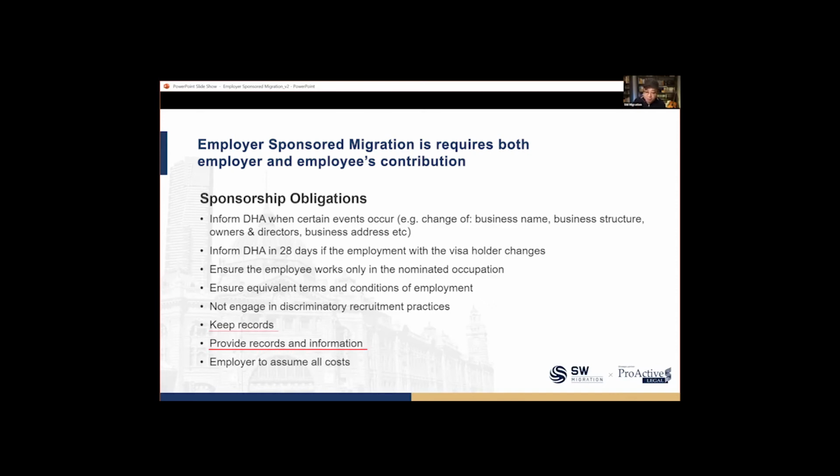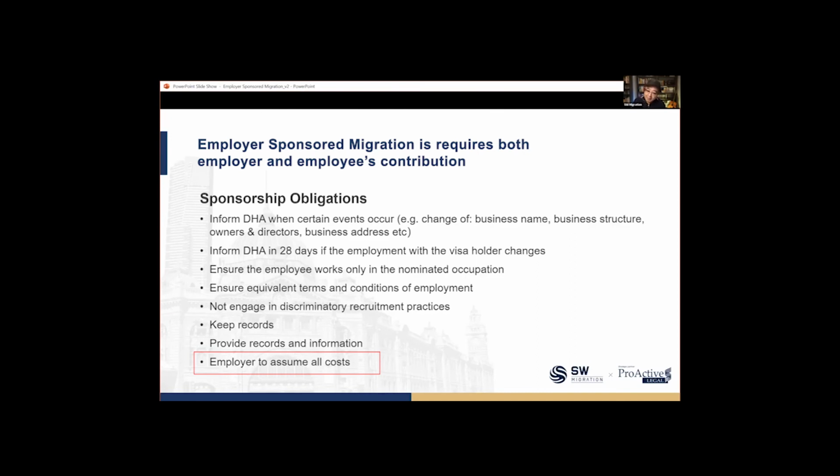Keep records, provide information. And there's one more to pay attention to, which is the employer to assume all costs. I think you guys know how this world works, but in the ideal world, in the legal world, the employer must pay all the fees: sponsorship fee, nomination fee, SAF, Skilling Australians Levy, visa application, agent fees. That's all supposed to be paid by the employer.